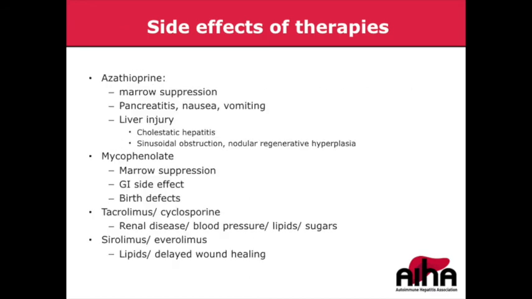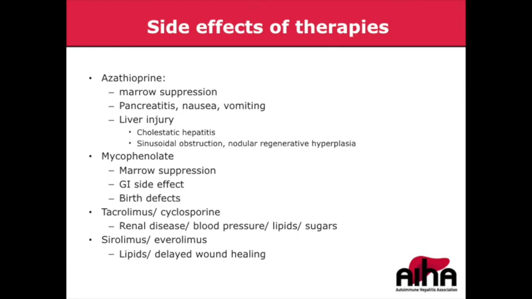With azathioprine, it's marrow suppression, so the concern for effect on white cells. Pancreatitis, nausea, vomiting can develop early on, but usually most patients will tolerate it. There is a risk of liver injury with azathioprine, I know. This can be a hepatitis, but also there's a long-term, relatively low risk of a sinusoidal obstruction syndrome and a risk of developing a condition called nodular regenerative hyperplasia. It's difficult to diagnose and fortunately rare.